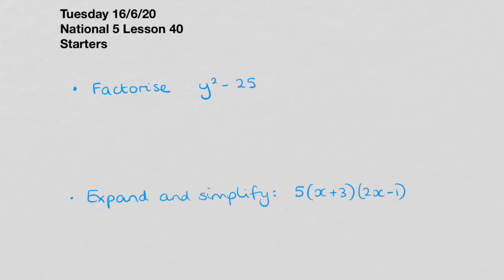And remember, squares are the answer that you get when you square something. So this is y squared and this is 5 squared. And we do have a difference because that's a minus. So remember how we factorise a difference of two squares: this goes at the beginning of both brackets. This goes at the end of both brackets. And then we have one plus and one minus. Okay, so that's that one done.